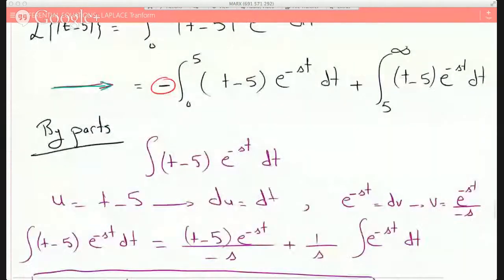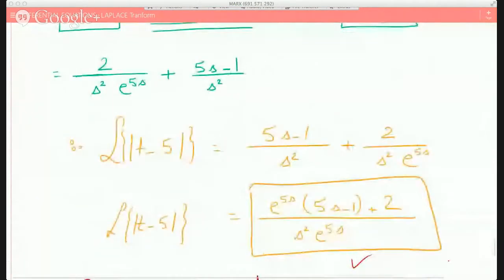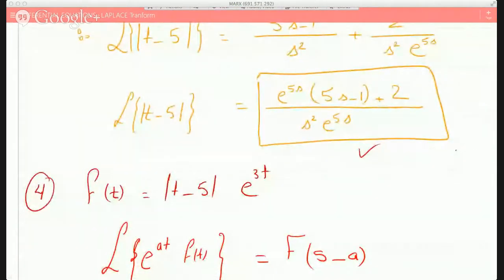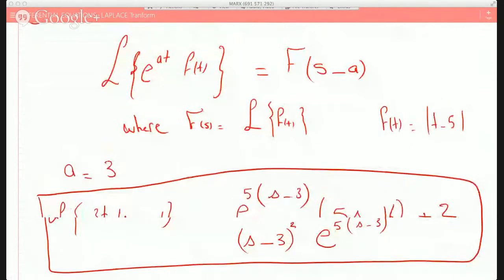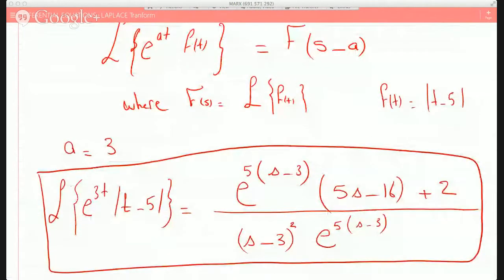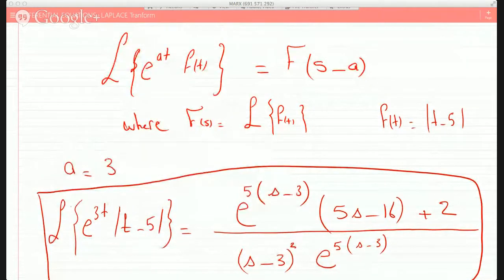This was the question before this one. And then you fill in for s minus. So this turned out to be that, and now the theorem tells me, if a is 3, because it's e to the 3t, you take the Laplace transform of that original one, the absolute value of t minus 5, and you replace every s with s minus 3, because it's F(s minus a).